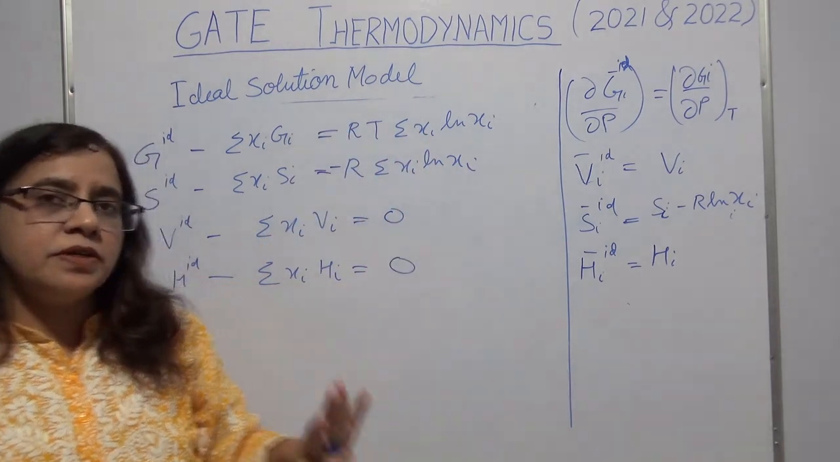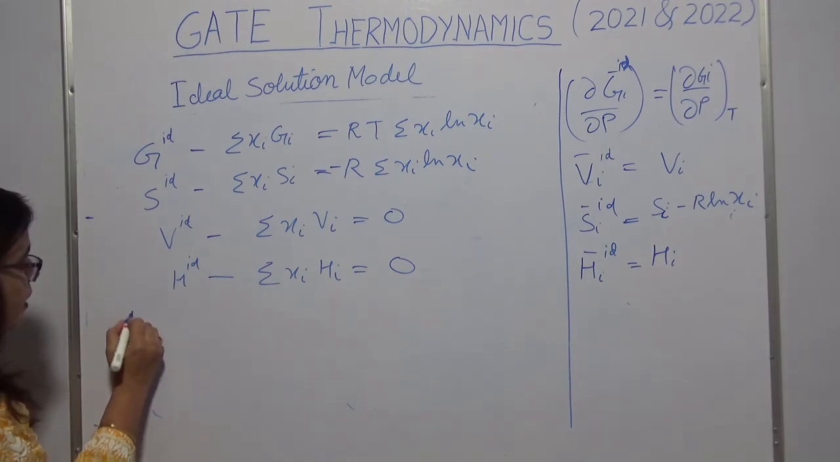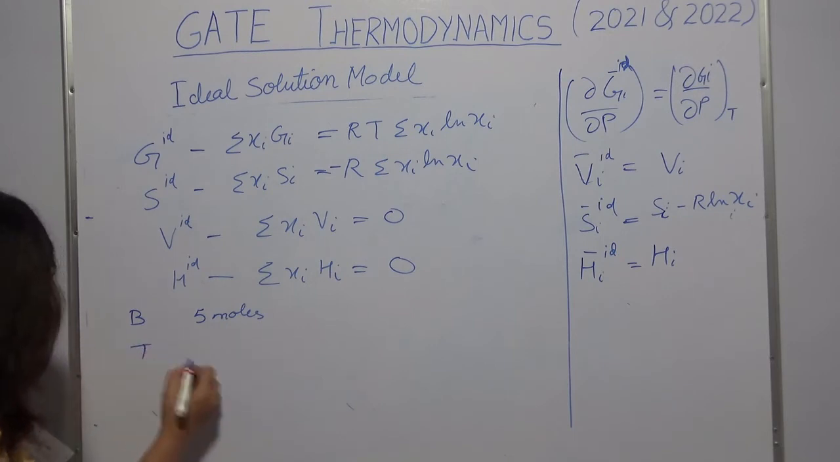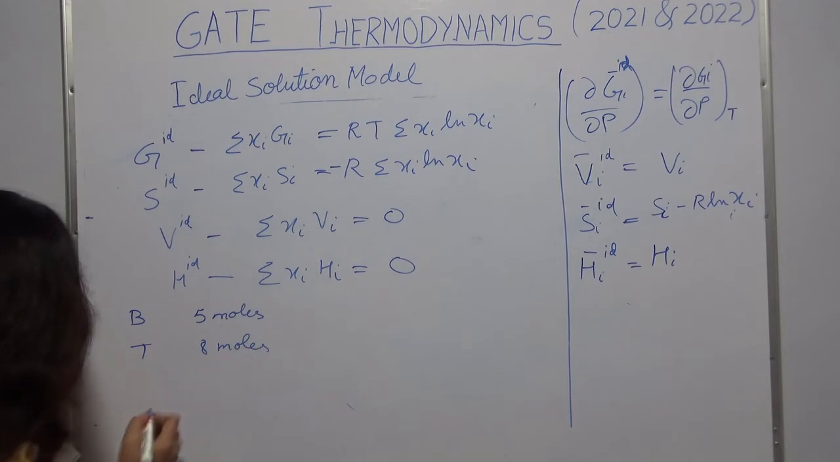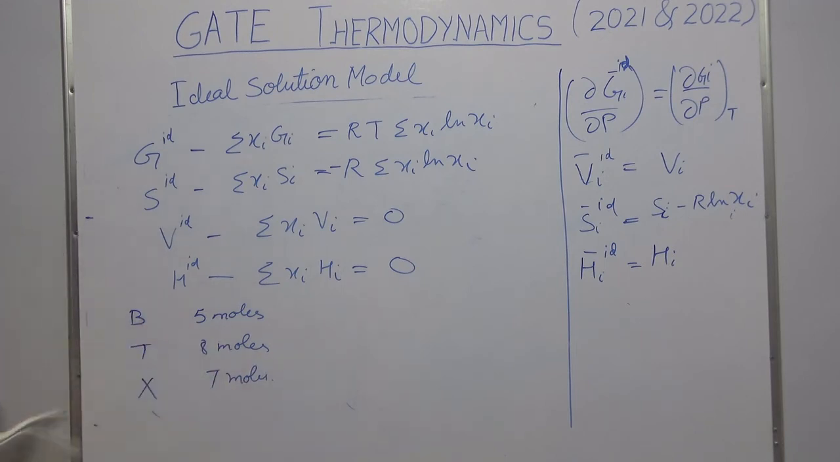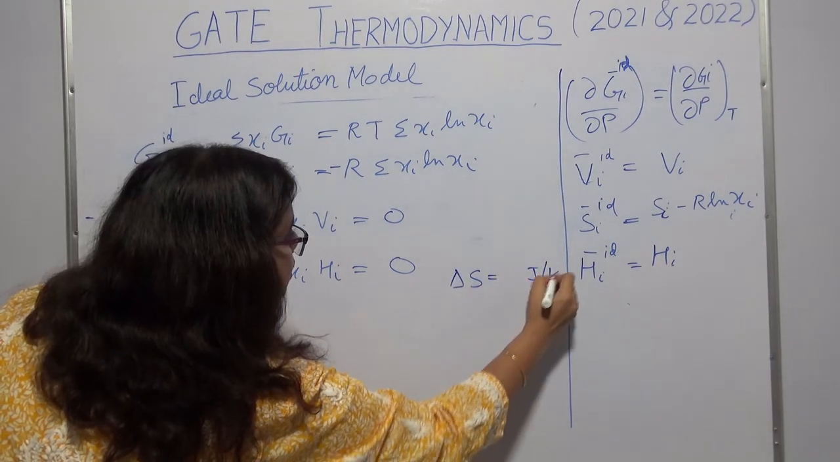Now let's do the question which appeared in GATE 2022, in which they said you have 5 moles of liquid benzene. Let's say benzene I am going to denote by B. You have 5 moles of it. Then you have toluene, which is 8 moles, and you have xylene, which is 7 moles. They are saying that all of them are mixed at 25 degrees centigrade and 1 bar pressure. It's a very straightforward question, because they are saying to assume that all of them mix together to form an ideal solution, and find the total entropy change in joules per Kelvin. So you have to find the entropy change of mixing in joules per Kelvin.